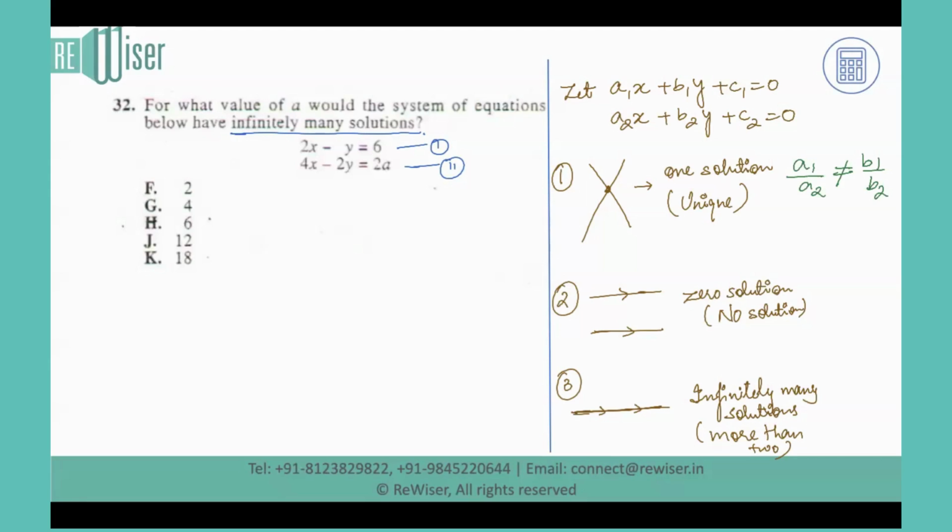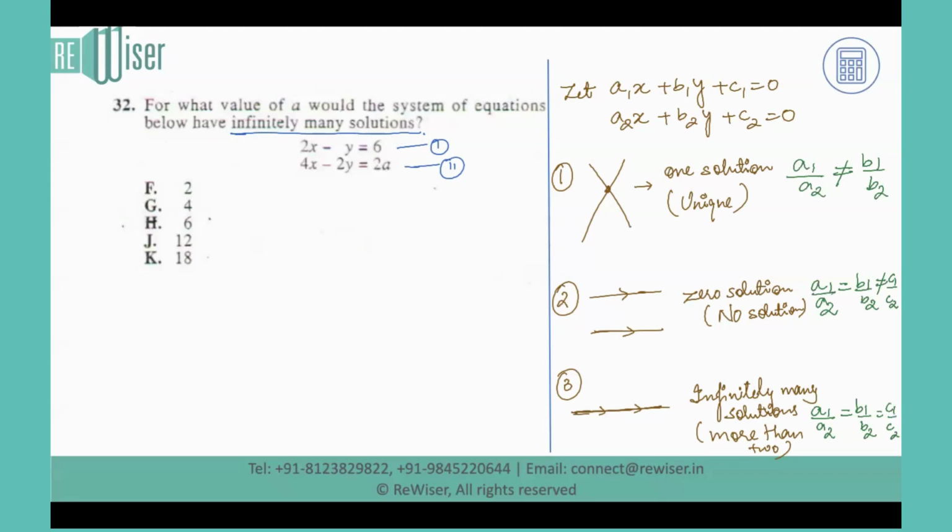Now, when we get zero solutions, I'm going to write here a1 over a2 is equal to b1 over b2, which is not equal to c1 over c2. So this is our second condition for parallel lines. And for coincident lines, the condition would be a1 over a2 is equal to b1 over b2, which is equal to c1 over c2. So all three ratios are going to be equal.